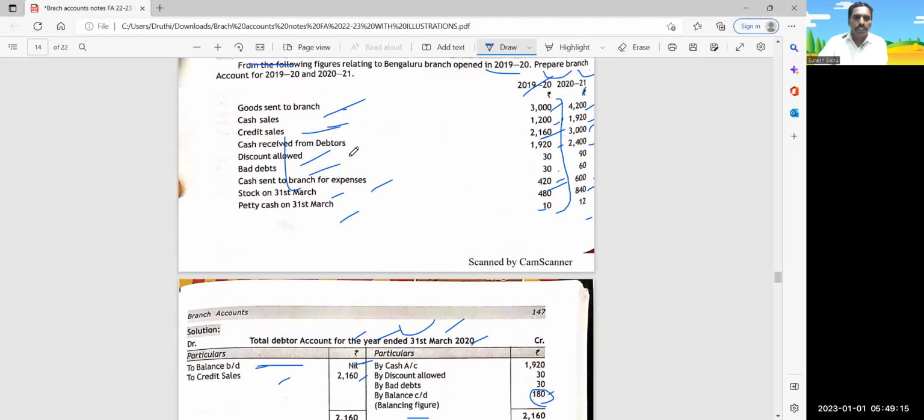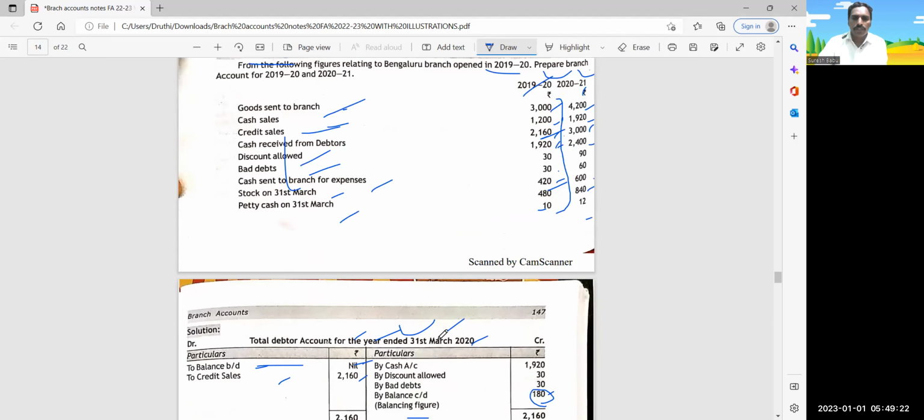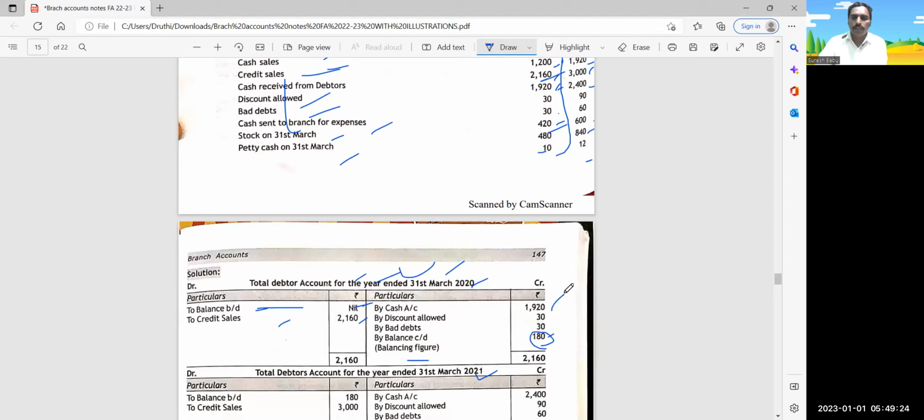Then how much cash is received from debtors? Okay, so cash is received 1,920 in 2020, so by bank account or cash account 1,920. There are bad debts, right? Discount 30. So discount and bad debts 30, 30. So now you balance it. All the items are over. Now you get 180. That is 2,160, 2,160. This is the balancing figure, which is missing information, which we found, right?